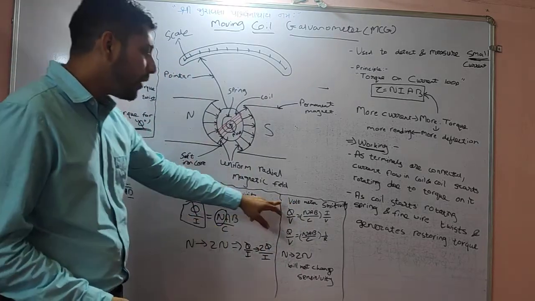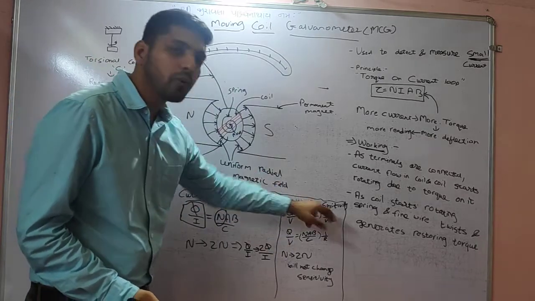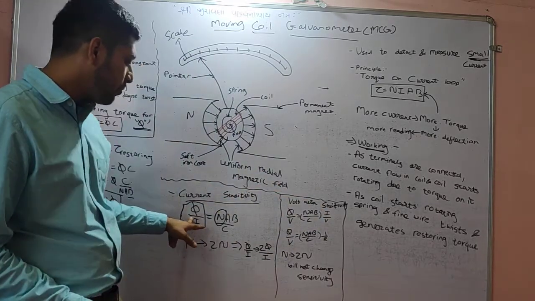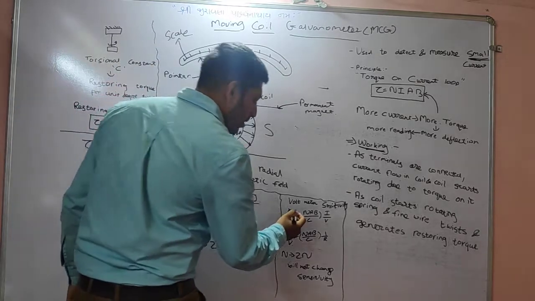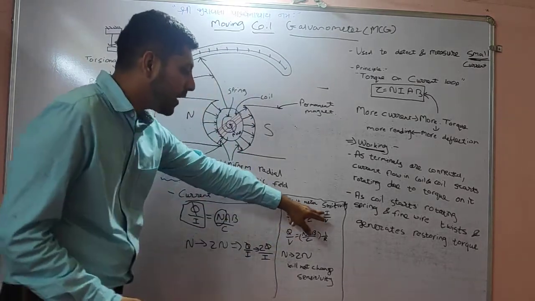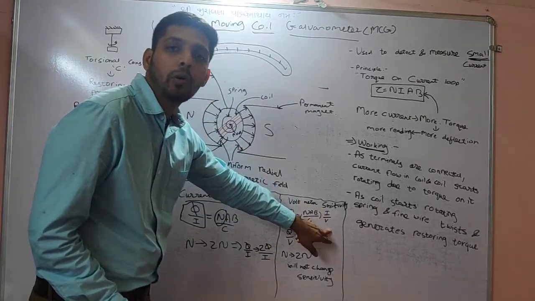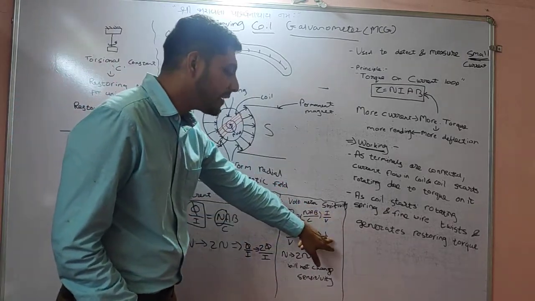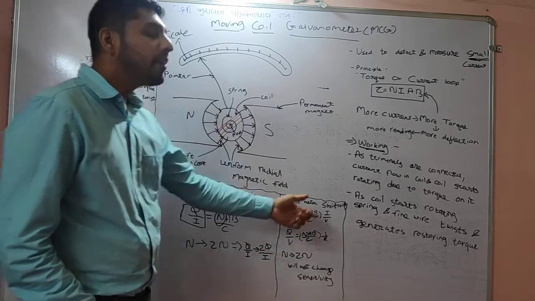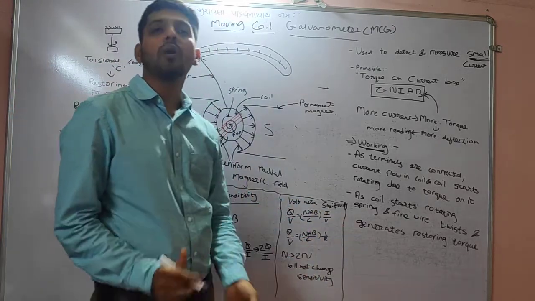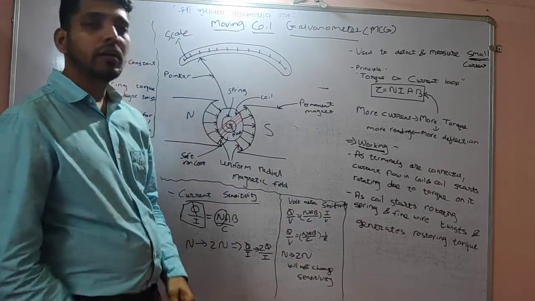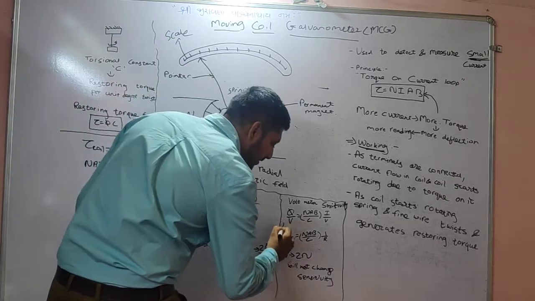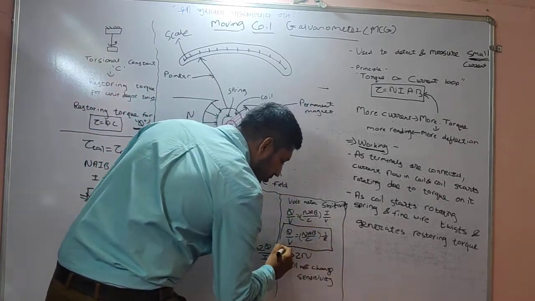So what I have done, I have divided by V on both sides, and I have taken I from over here to over here. So phi upon V is equal to NAB upon C, I upon V. Now can I write I upon V as 1 upon R? I upon V is equal to 1 upon R. So from here we get the sensitivity of the voltmeter also.